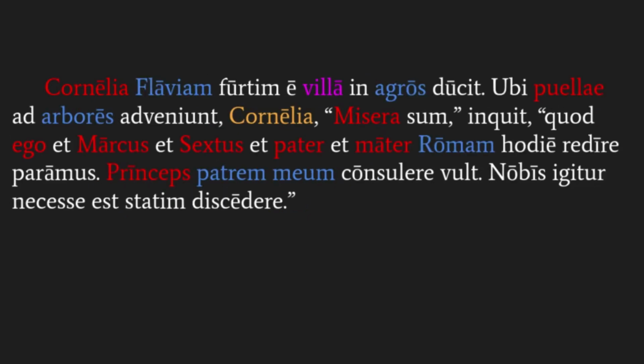Then we continue. You have Cornelia Flaviam furtum e villa in agros ducet. So Cornelia, subject, she stealthily, ducet, leads, right? Who does she lead? Flaviam. She leads Flavia, e villa, out of the house. Notice how it's ablative because it's motion out of, in agros, into the fields. So she leads her out of the house and into the fields. And again, it's playing around with prepositions to let you see an ablative, villa, and an accusative, in agros.